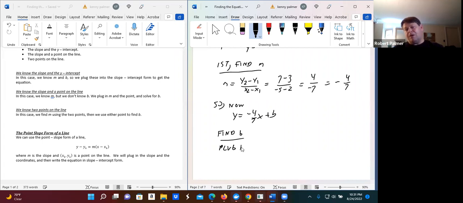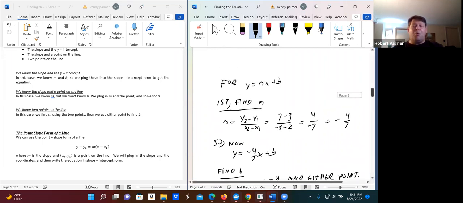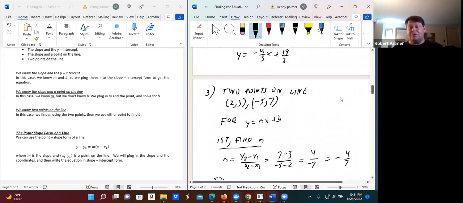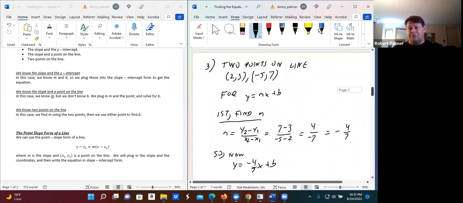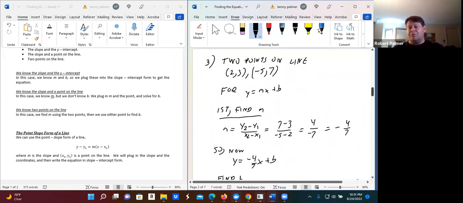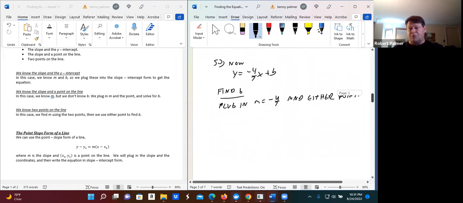So we're going to plug in our slope, m equals -4/7, and either point. We can use either point because both points are on the line, or the line goes through both points. So you can pick whichever one you want to use. That's always up to you.